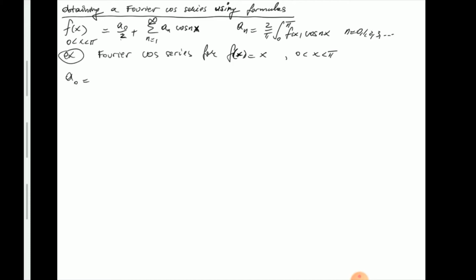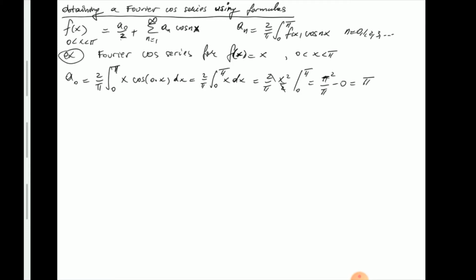So let's do the first one. Let's do a naught. So a naught is going to be 2 over pi, the integral from 0 to pi, x times cosine of 0 times x. So that's going to be the easiest one. Cosine of 0 is 1. The integral is x squared over 2. And between 0 and pi, the 2 cancels. So you have pi squared over pi minus 0. That's equal to pi. So that's a naught. To compute a_n, we're going to use integration by parts.